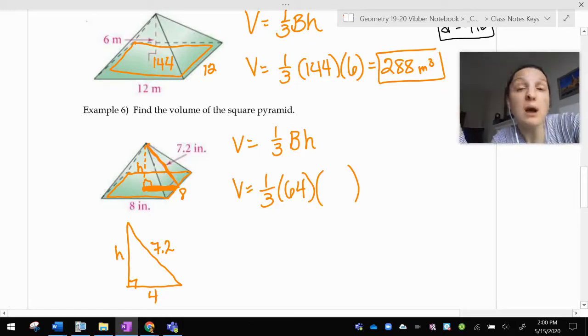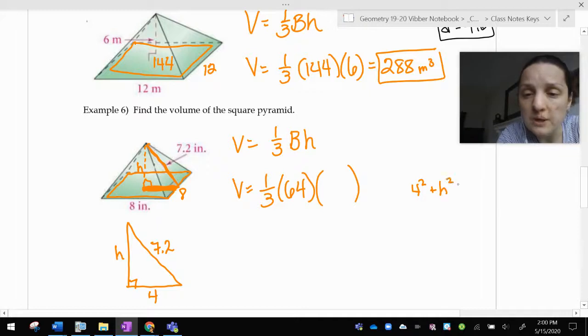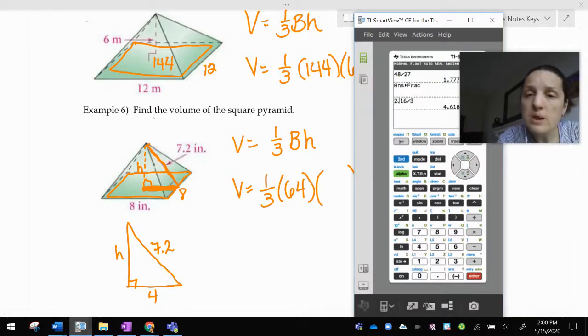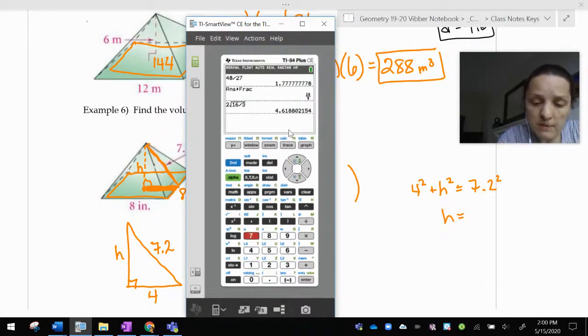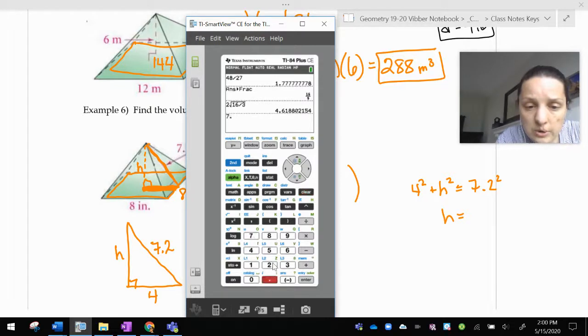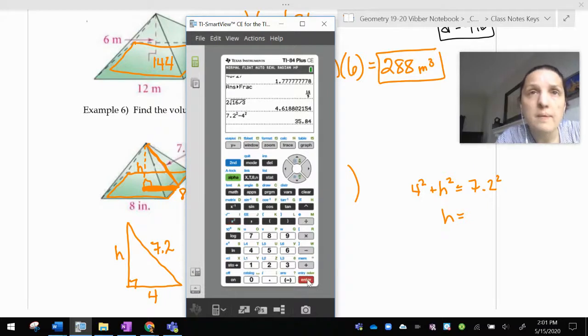So to find my height, I need to do Pythagorean Theorem. So 4 squared plus h squared equals 7.2 squared. Now let's solve for h. So I have to do 7.2 squared and then take 4 squared away. Oh, my calculator is glitching here. 7.2 squared. Take away 4 squared. And that gives me 35.84.